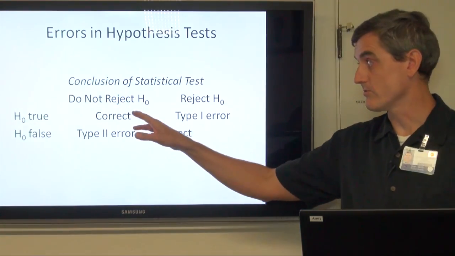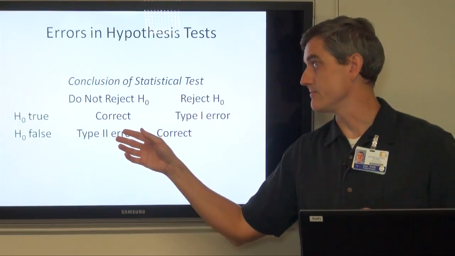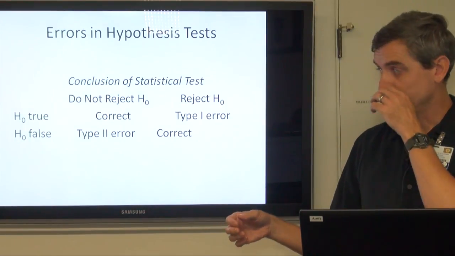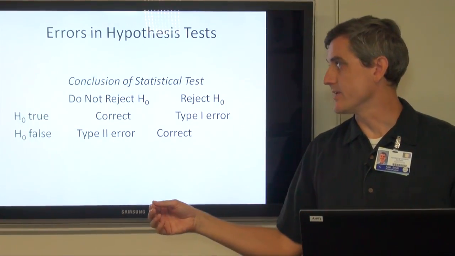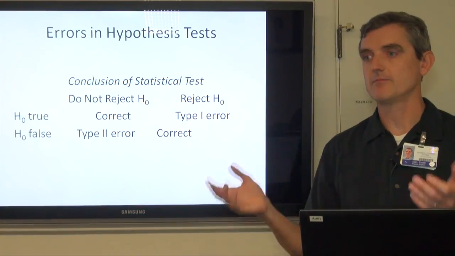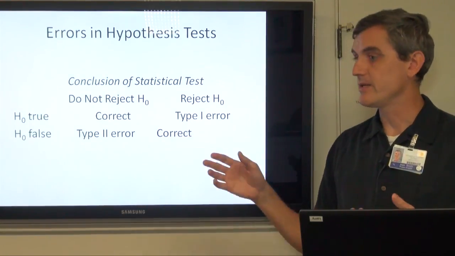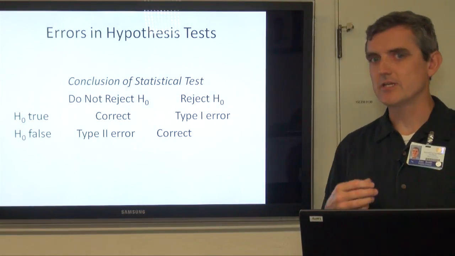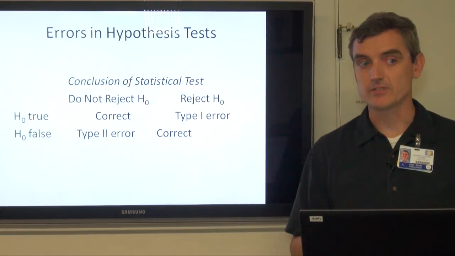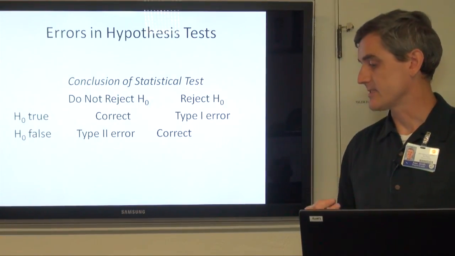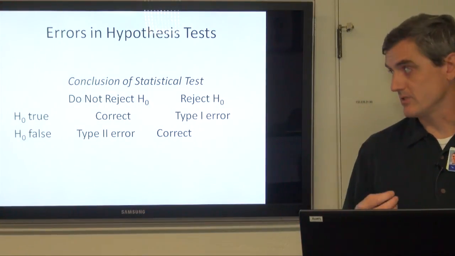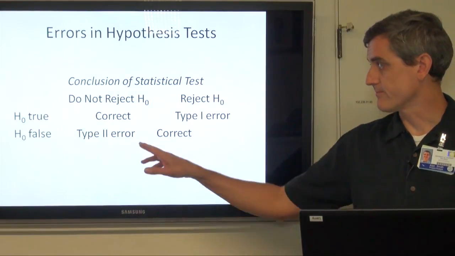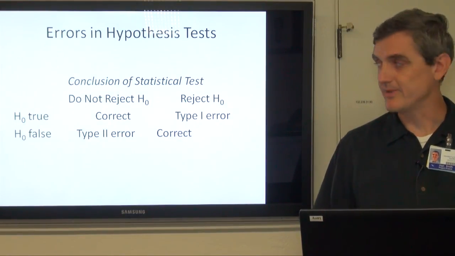Another possibility is you don't reject your null hypothesis, and you really should not. So null hypothesis is true. So that's a correct conclusion. The other type of error is when you don't reject the null hypothesis. You say, okay, null hypothesis is true, but it really is false, and that's called type 2 error. Usually that's because you didn't have enough power to find the difference. By power, that's usually related to sample size. Usually it's because your sample size is too small. And the other term for type 2 error, you may see it described as beta.